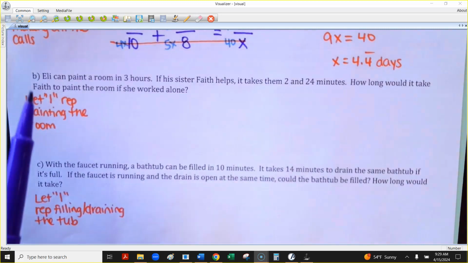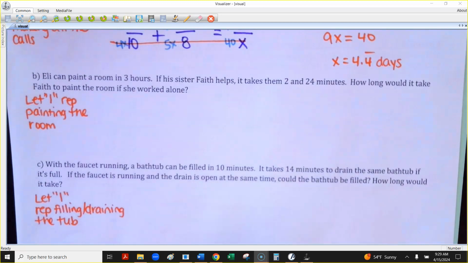Anyway, all right, so now this one's very similar but set up a little different. Okay, it says Eli can paint a room in 3 hours. So I kind of cheated before class and wrote these down. So I said let 1 represent just painting the room.